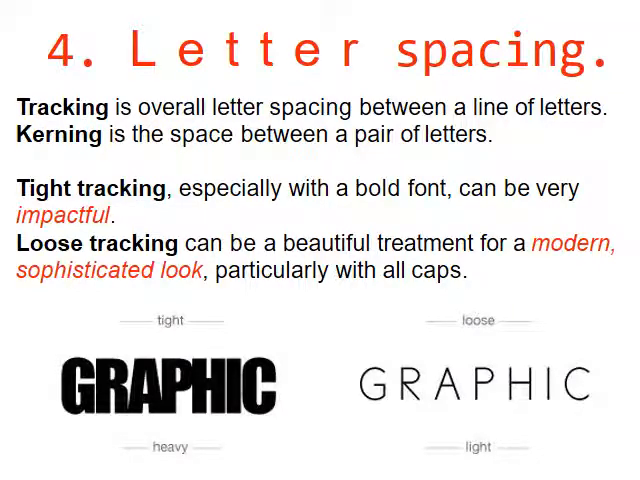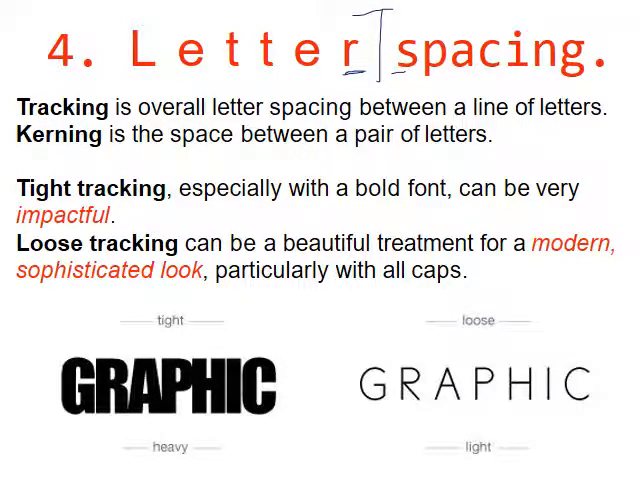Next. Number 4, we have letter spacing. So, meron tayong tinatawag na tracking. It is overall letter spacing between a line of letters. Between a line of letters. Okay, so paano po yan? Ang example ng tracking is this. CR to S. This is what we call tracking. Ito si tracking yan. Kerning is a space between a pair of letters.